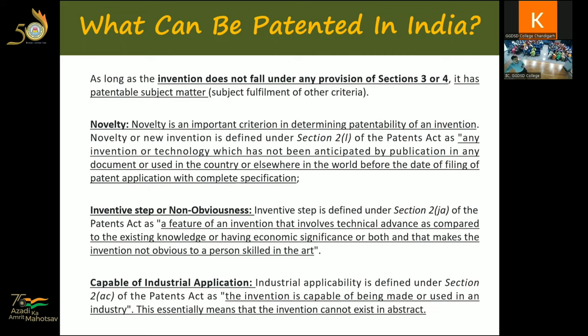Under section 3 and 4, as long as the invention doesn't fall under any provisions of section 3 and 4. Section 3 and 4 are those provisions which don't allow the patenting of certain things, some processes, some activities. But on the other hand, if your invention has novelty, is non-obvious in nature, and is of industrial application, all these kinds of inventions can be protected by the patent office.